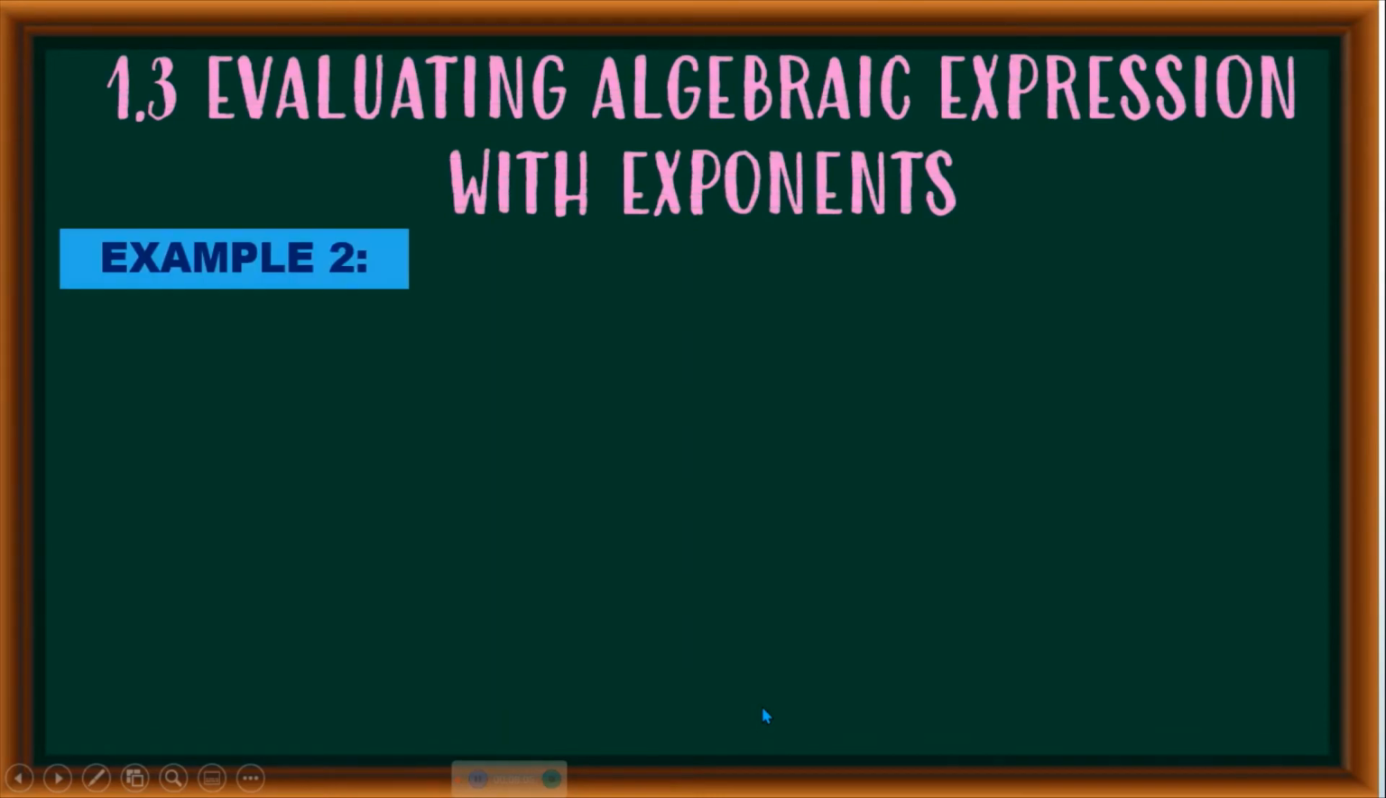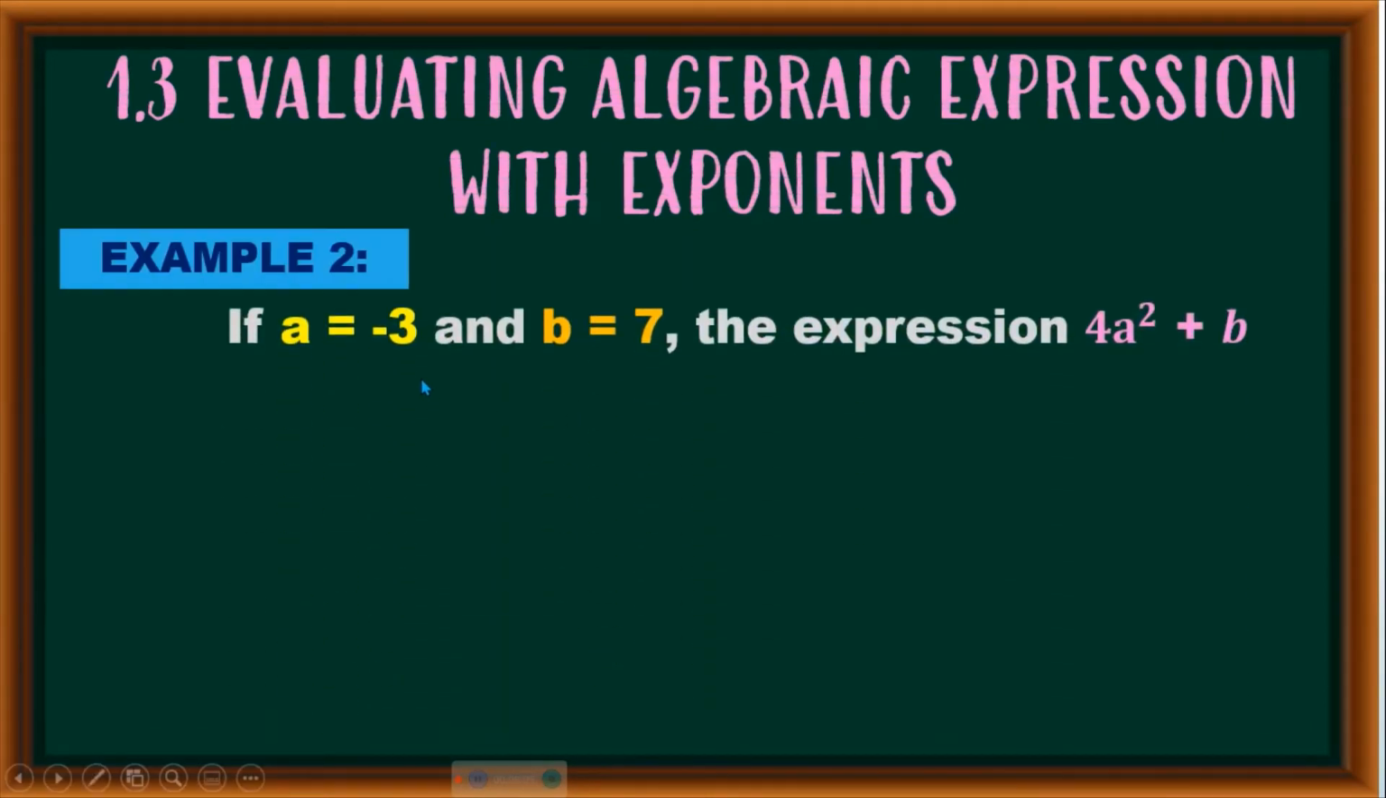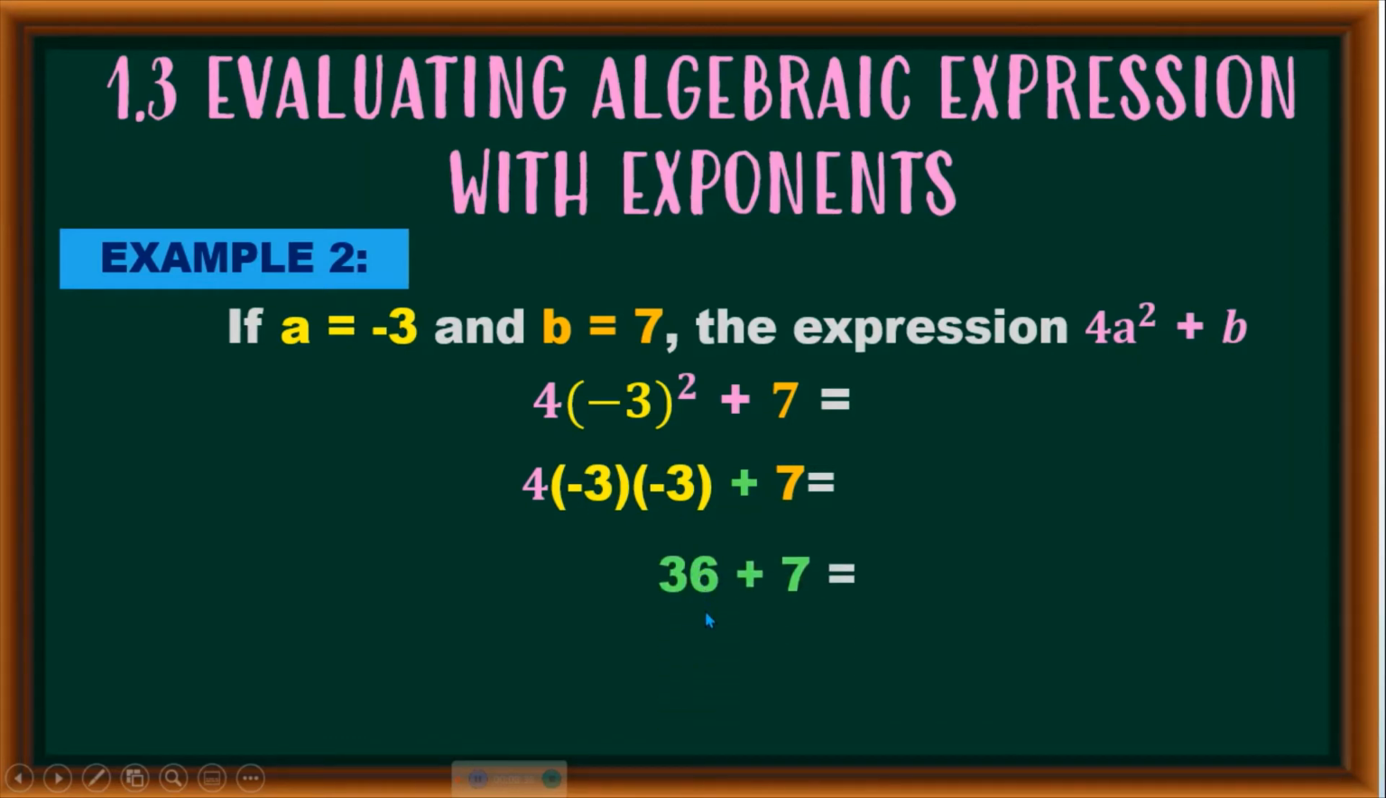Next po, that is, if A is equal to negative 3 and B is equal to 7. The expression is 4A squared plus B. So, yung A, we will substitute the negative 3, and then yung B, we will substitute the 7. And then, since PEMDAS, uunahin natin to. So, ang mangyayari po dyan ay dalawang beses i-multiply yung negative 3, and then, copy lang yung 7. So, 4 times negative 3 times negative 3, that is 36. Plus 7, the answer is 42.